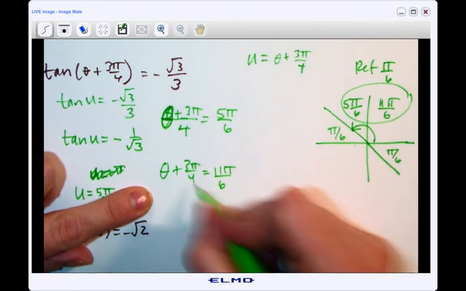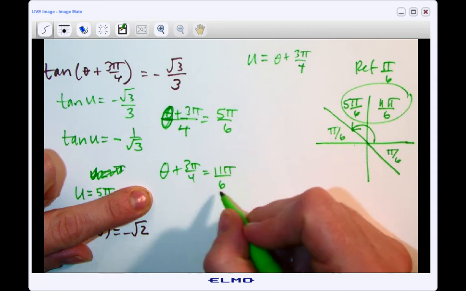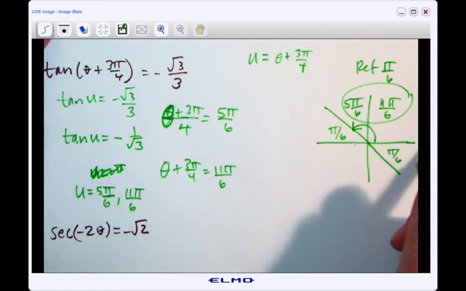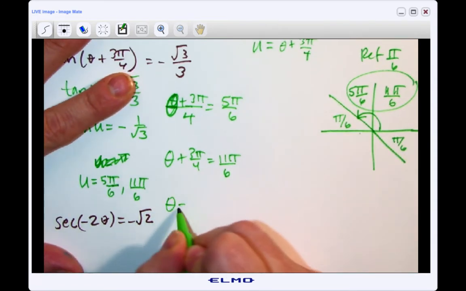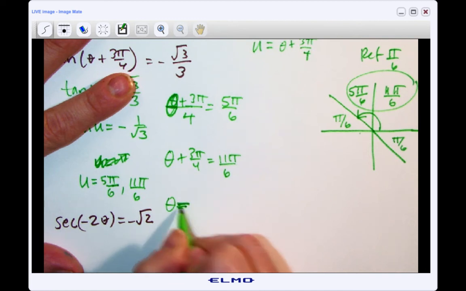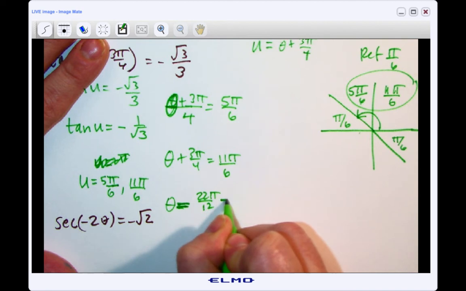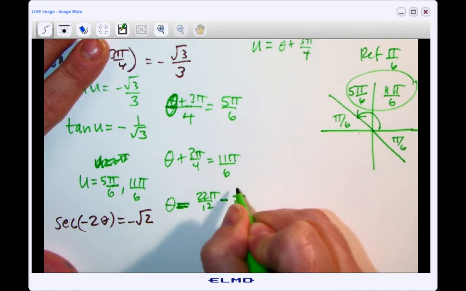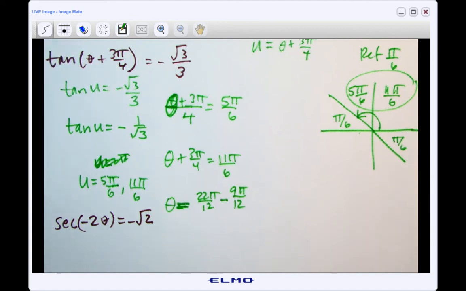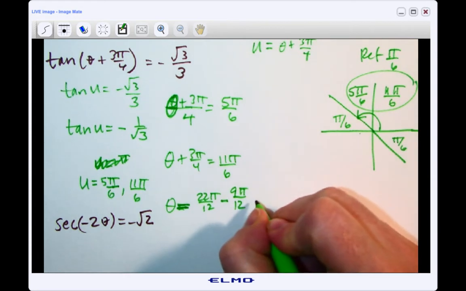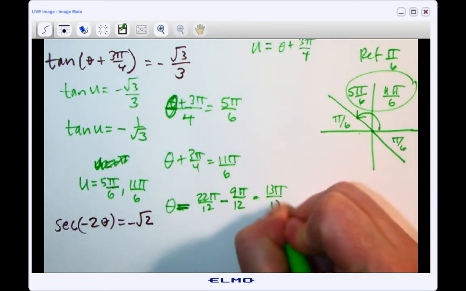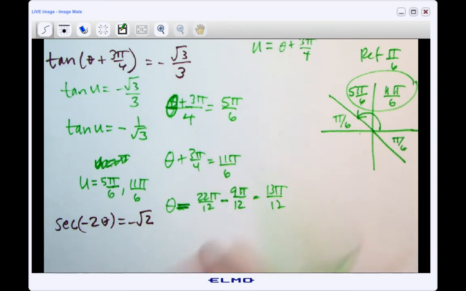So I'm going to change these to common denominators. 12s, I guess, would be a good one. So theta is equal to 22 pi over 12 minus, is that 9 pi, I want to say. So 22 minus 9, what do we get? 13. So 13 pi over 12 is the one that I'm looking for.